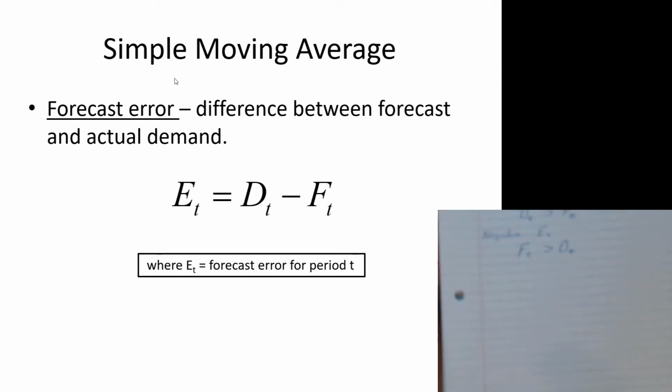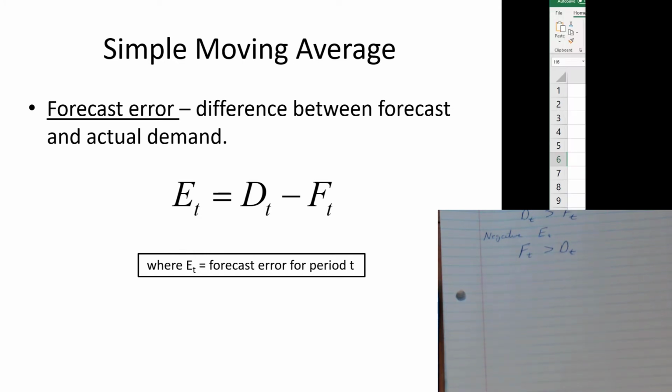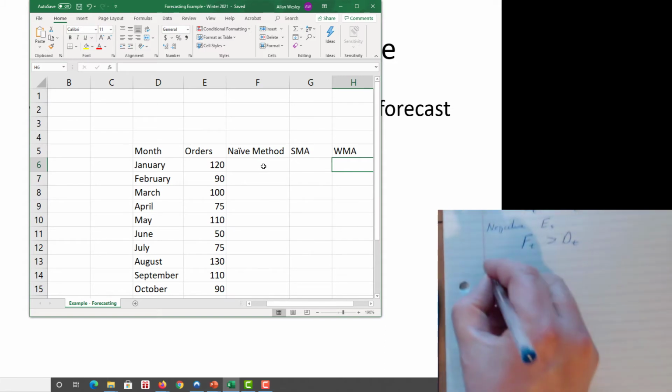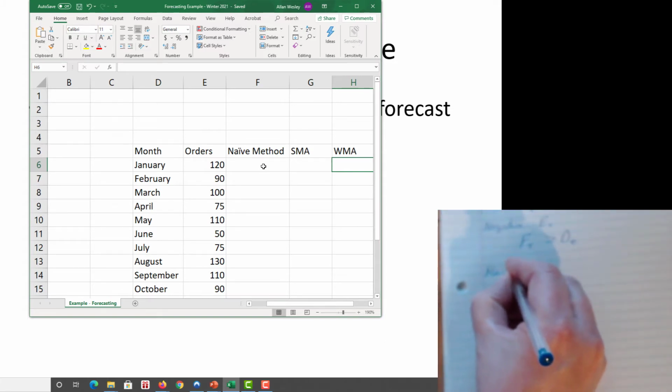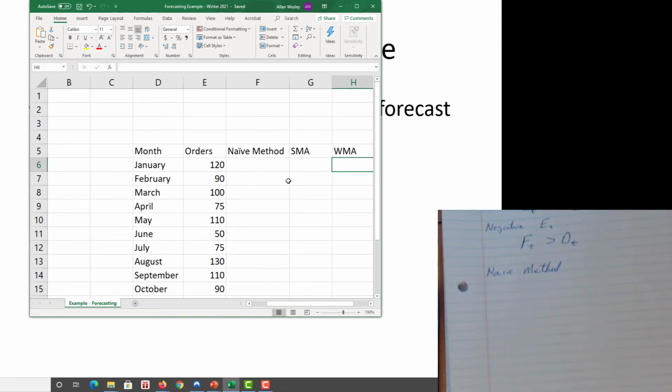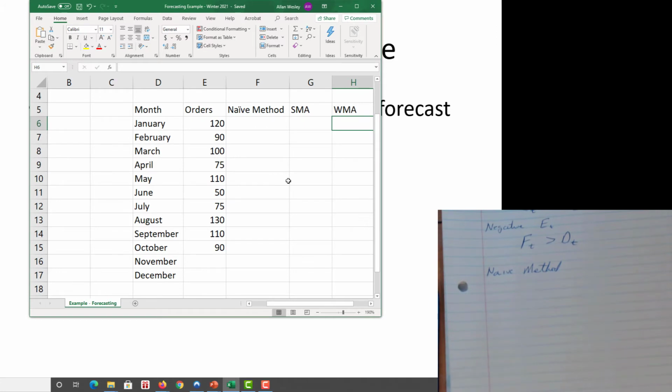Okay, let's do some easy peasy examples on this stuff. Bring in our little Excel sheet. So let's talk about that naive method. So here we have some data. This is just made up stuff. So this is nothing too terribly special.